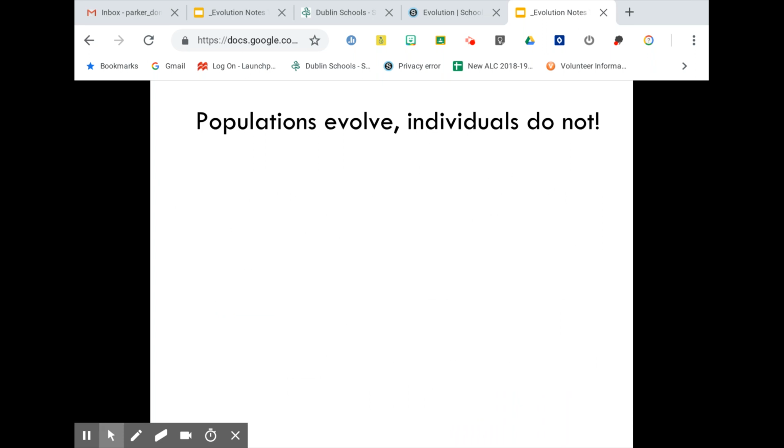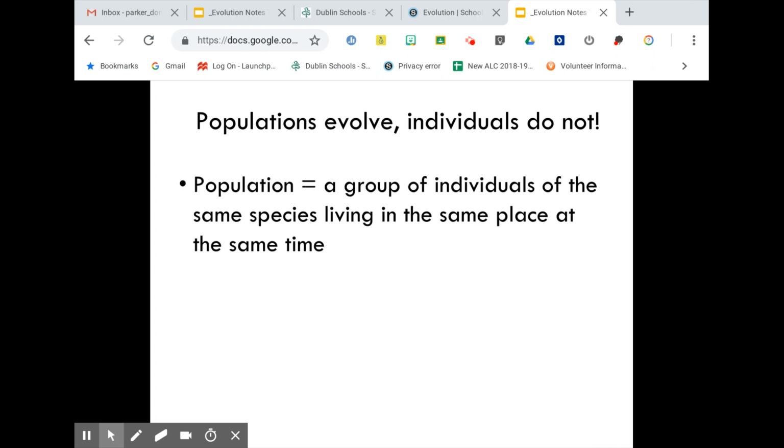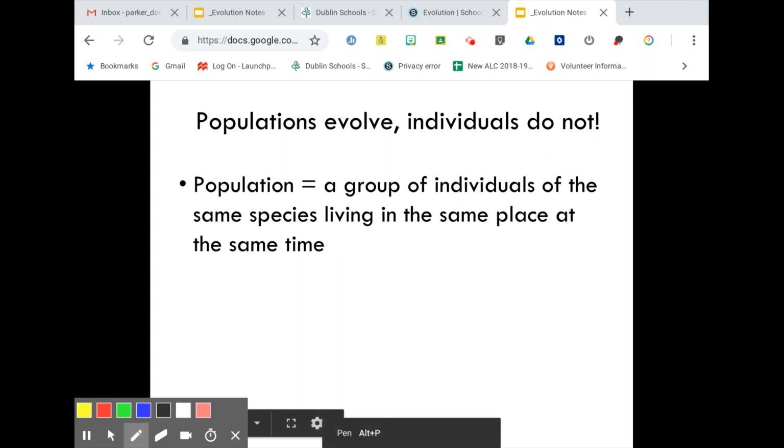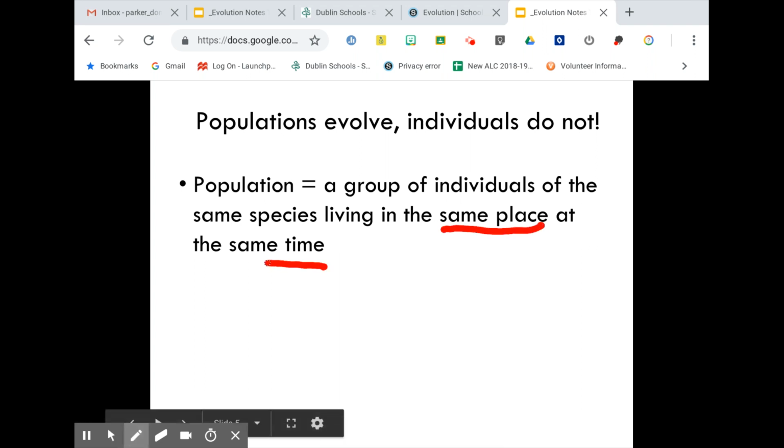Okay, a couple of quick things. Populations evolve, individuals don't. So don't forget that. When we talk about a population, we're talking about a group of individuals of the same species living in the same place at the same time. So there could be a population of you in one house and a population of your clones in another house. But notice the key that keeps you from being the same population is you're not living in the same house. So you would still be one species, but those would be two different populations.